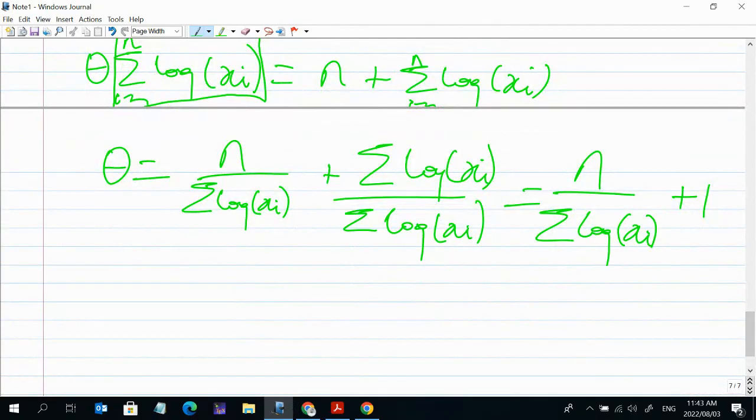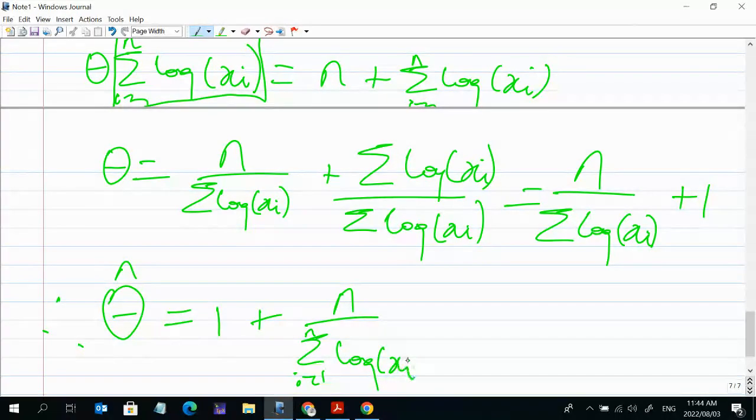But the fifth step says we have to replace theta by theta hat to indicate that this is an estimator. So our theta hat is nothing but 1 plus 1 over the summation, i ranging from 1 to n, of the log of xi. So this is our smallest upper bound in the parameter space. This is the estimator of the parameter theta.